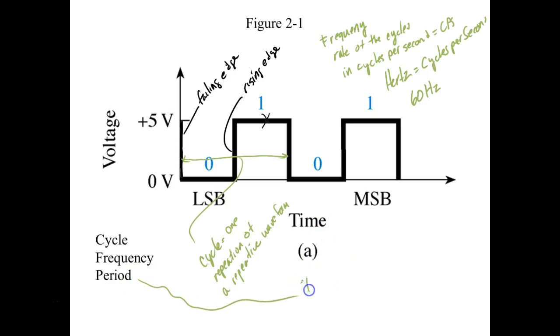Now, period is the time for one cycle. Time and frequency are inversely proportional, which means if frequency doubles, time will halve, which makes sense, right? Because if your frequency doubles, if I go from 60 cycles per second to 120 cycles per second, it means my Hertz is twice as fast. If it's twice as fast, then the time has got to be halving, right? You understand?